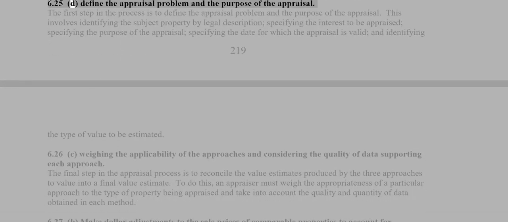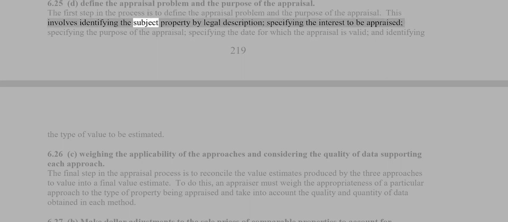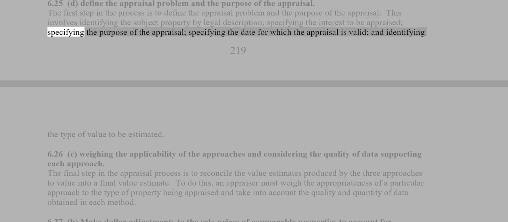6.25 D. Define the appraisal problem and the purpose of the appraisal. The first step in the process is to define the appraisal problem and the purpose of the appraisal. This involves identifying the subject property by legal description, specifying the interest to be appraised, specifying the purpose of the appraisal, specifying the date for which the appraisal is valid, and identifying the type of value to be estimated.